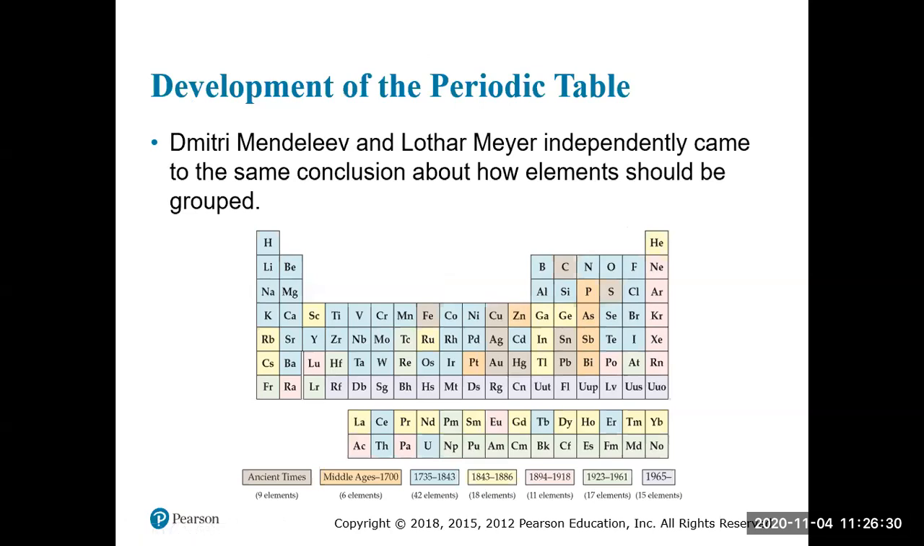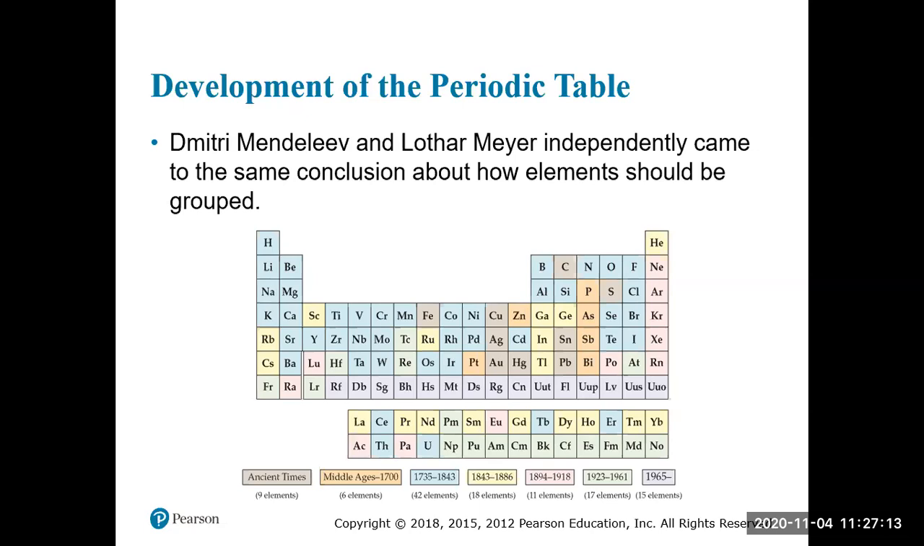So the periodic table, Mendeleev and Meyer get credit for kind of starting it, although Mendeleev is really the one who gets most of the credit, and we'll talk about that in a moment. One of the things I think is real interesting is here we have a picture of the periodic table with the elements there, and it has kind of color-coded when the different elements were identified. And so I always think it's interesting that if you look at the light blue ones, down at the bottom it says that's from 1735 through 1843, and 42 elements were discovered during that time period.